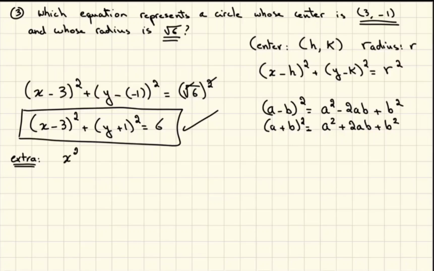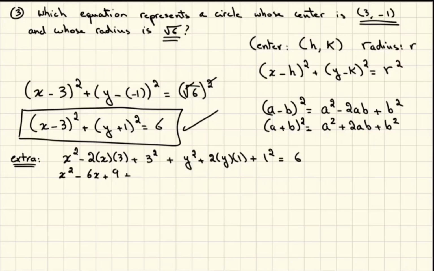The first one will be x squared minus 2 times x times 3 plus 3 squared. The other one will become y squared plus 2 times y times 1 plus 1 squared equals 6. We simplify and we get x squared minus 6x plus 9 plus y squared plus 2y plus 1 equals 6.